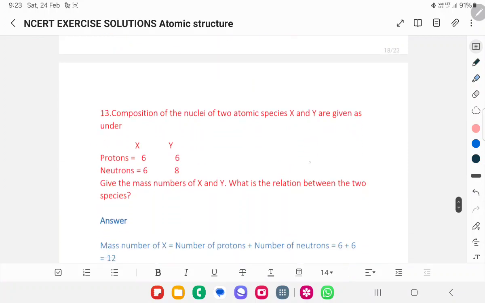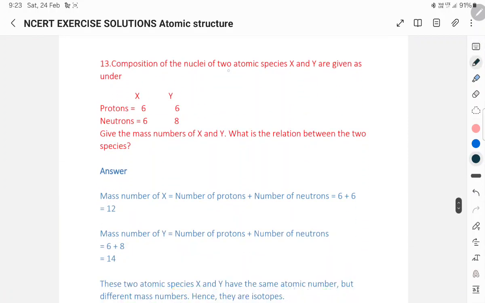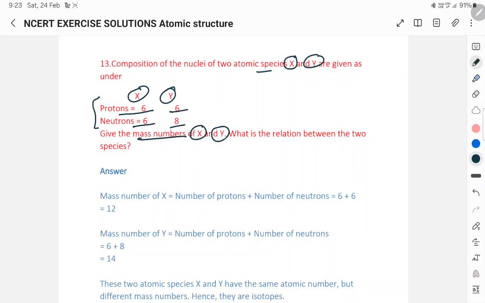Now move to next question. Composition of the nuclei of two atomic species, one is X and other is Y. This is the composition. X contains 6 proton, 6 neutron. Y contains 6 proton, 8 neutron. Give the mass number of X and Y. Relation between the two species.